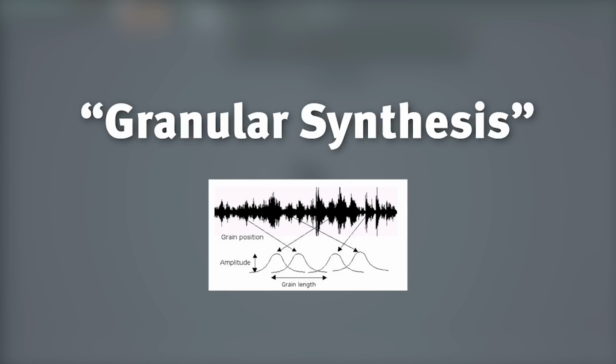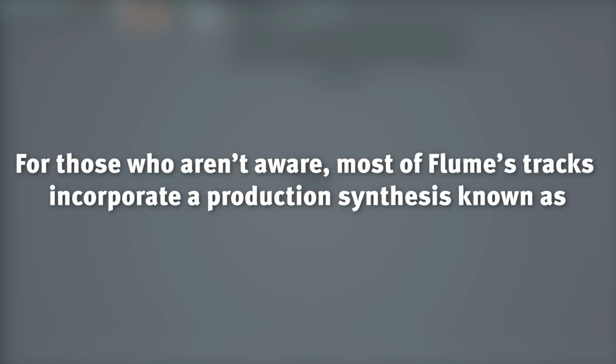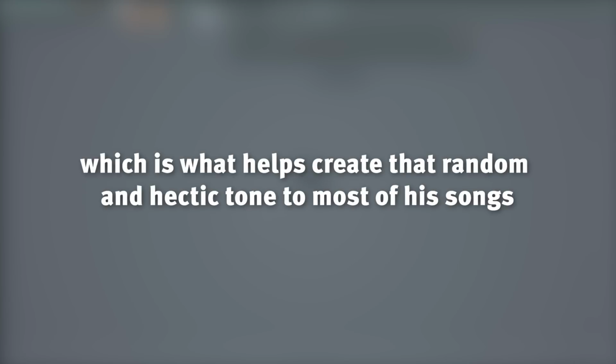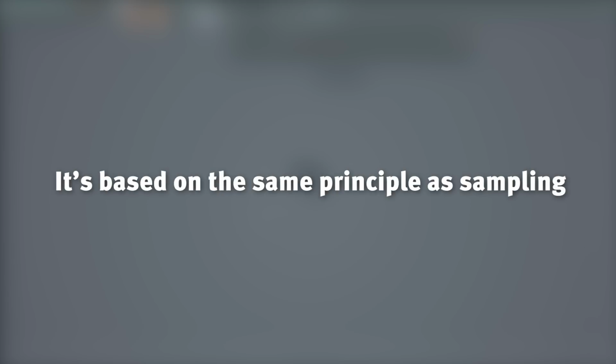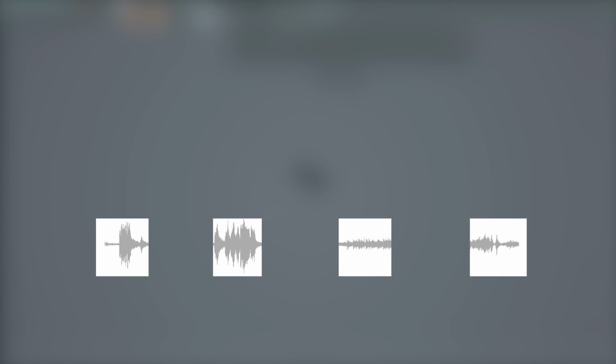Granular synthesis. For those who aren't aware, most of Flume's tracks incorporate a production synthesis known as granulization, which is what helps create that random and hectic tone to most of his songs. Essentially, granular synthesis is a basic sound synthesis that operates on a microsound timescale. It's based on the same principle as sampling, but isn't played back conventionally like a normal sample from left to right, but rather broken up into smaller fragments called grains, which are played back essentially at random using different parameters of speed, pitch, length, and volume.